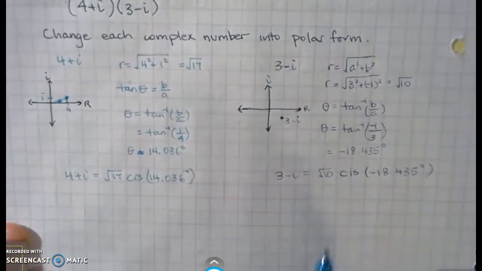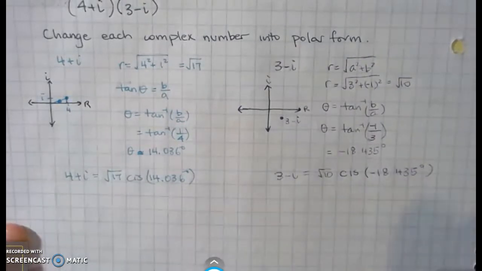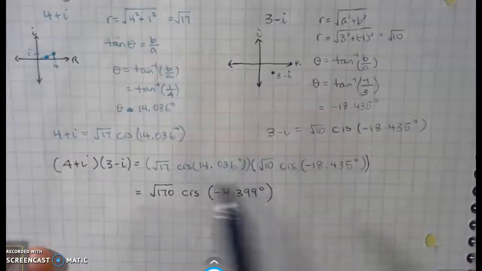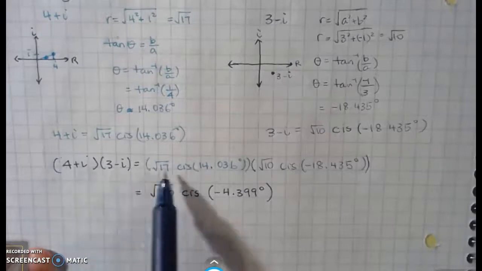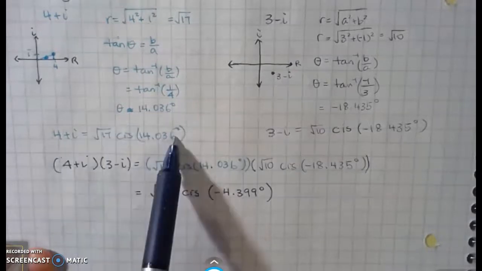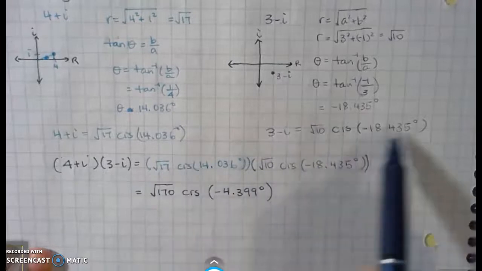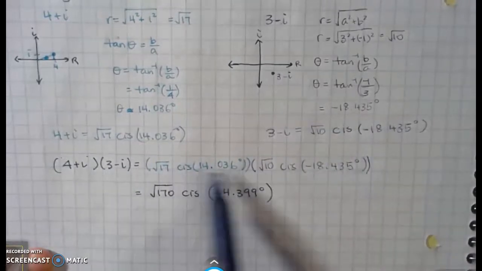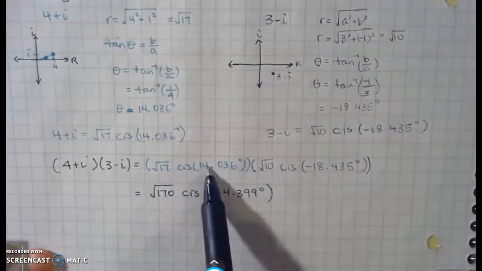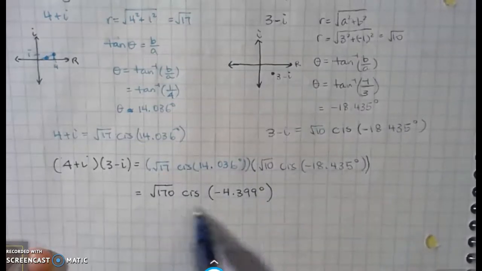Okay, so then we just need to use the product formula to find the final answer. So putting it together, multiplying these two complex numbers is equivalent to multiplying this complex number in polar form by this complex number in polar form. That means we just need to multiply the radii and add the two angles, and you end up with this.